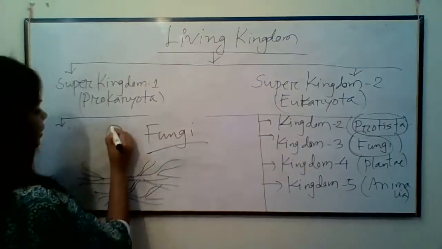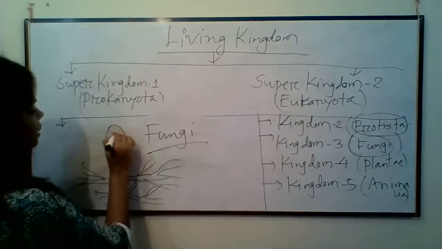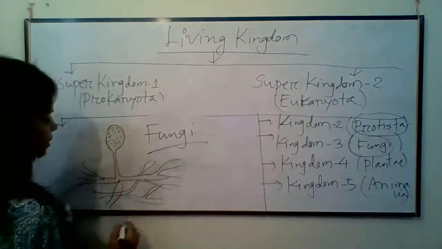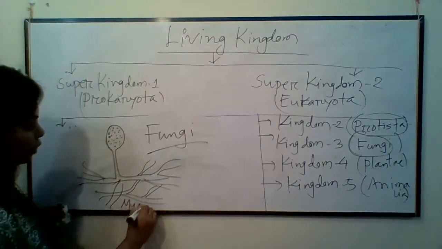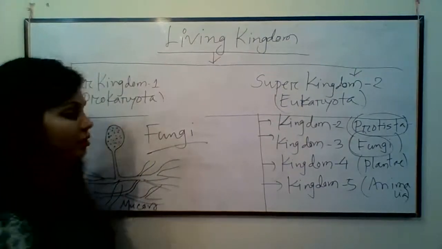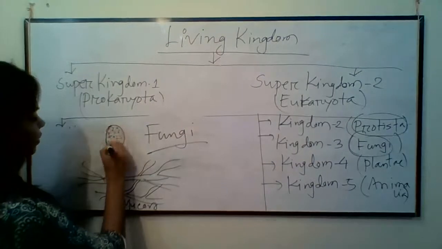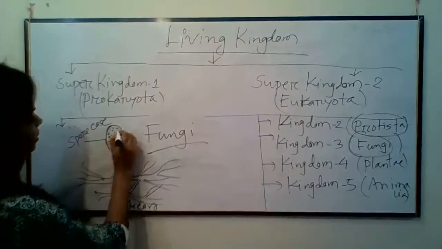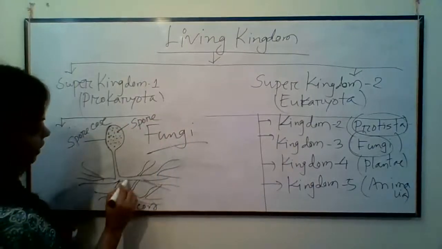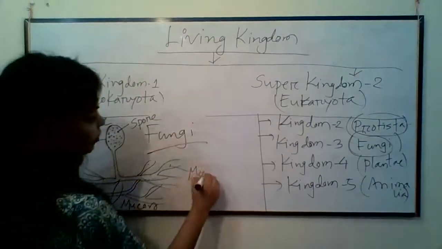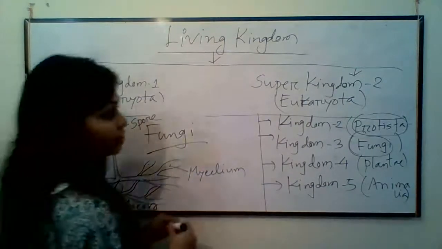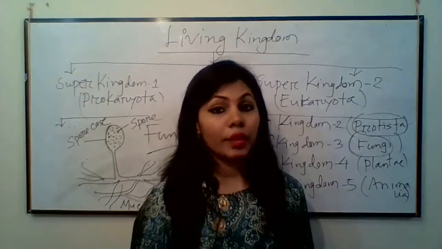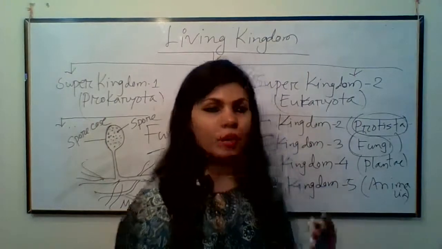Actually, I have already told that fungi reproduce through haploid spores. This is an example of a fungus named mucor. This is the spore case, and inside the spore case, these are called spores. And these are the mycelium. So fungi, their body is constructed by one single cell, and they reproduce by their spores.